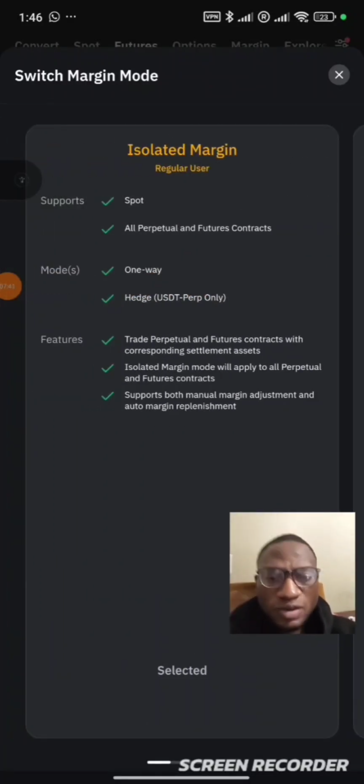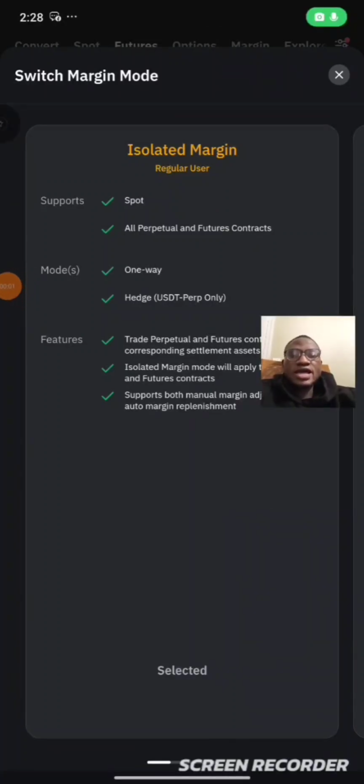Now, I will explain. Isolated means basically that, let's assume you have $100 in your futures account, just $100, and you open a position with $20. Let's assume that $20 got liquidated or was about to be liquidated, and you only use isolated margin. It is only that $20 you used to open the position that is going to get liquidated. So that's isolated.